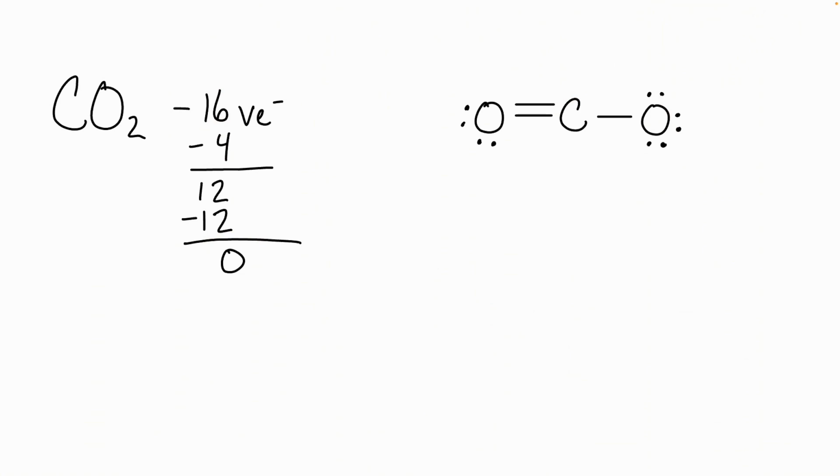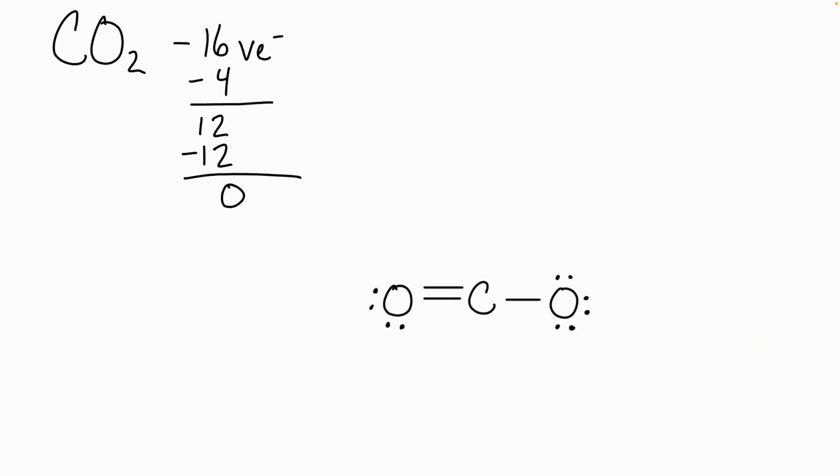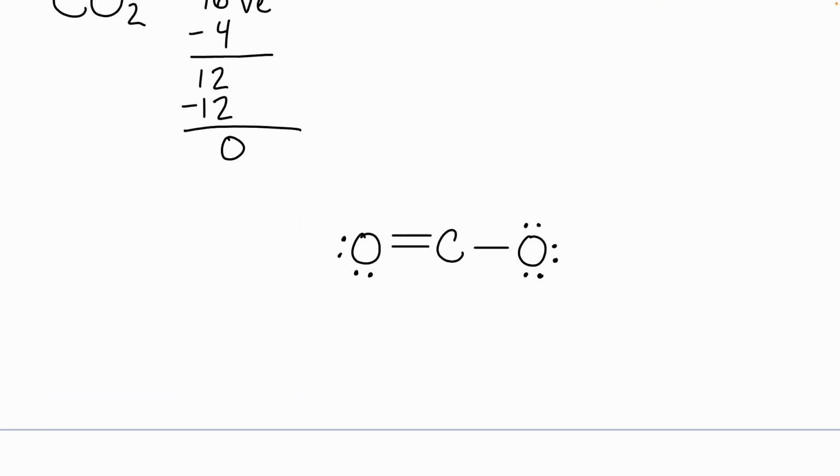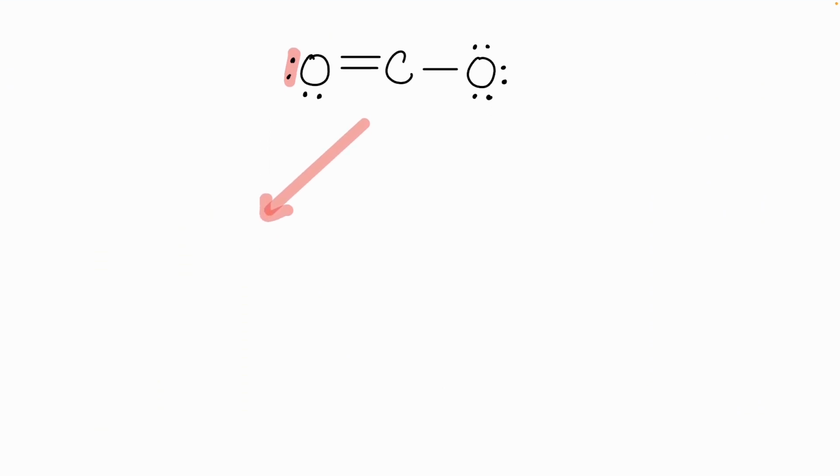No, my carbon's still not happy. My carbon still doesn't have a complete octet. It's only got 6 electrons. All right, but from here, we kind of have 2 options. Let me move this so I have more space. I could either take a pair of electrons from that same oxygen atom and bring it down, making a carbon-oxygen triple bond on one side and a carbon-oxygen single bond on the other side.